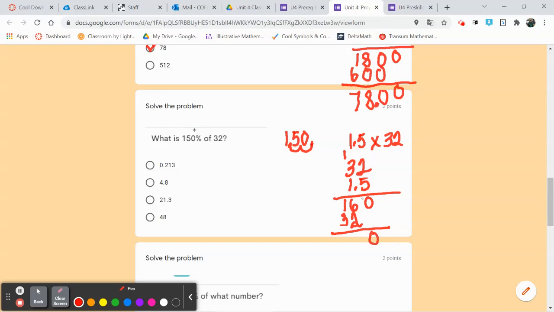0 comes straight down. 6 plus 2 is 8. 1 plus 3 is 4. Now I go to my multiplication problem. I had one decimal in that problem, so I need to move one decimal in the answer, meaning it's 48. And that's how we get those. All right, on to the next one.